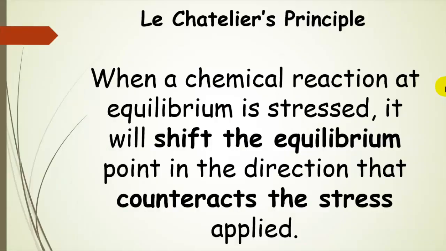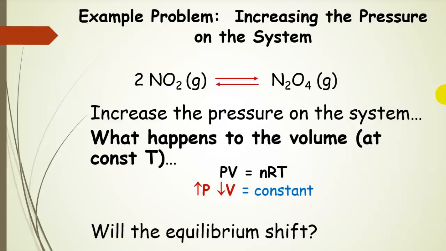Just reminding ourselves, when we have a chemical reaction at equilibrium and we stress it, the equilibrium point is going to shift in the direction that counteracts the stress applied. So what does that mean in terms of pressure and volume changes? Let's talk about this with examples, because it's a little bit easier to understand that way. Here's the same reaction that we've been looking at, nitrogen dioxide in equilibrium with dinitrogen tetroxide. Now we're going to increase the pressure on the system, and we want to think about what happens to the volume of that system.